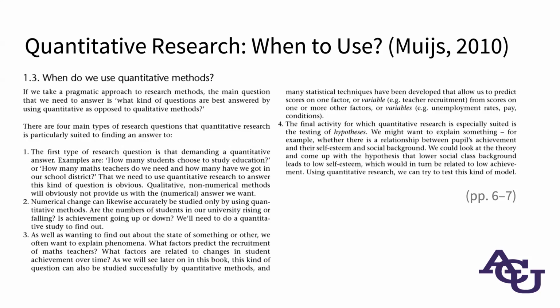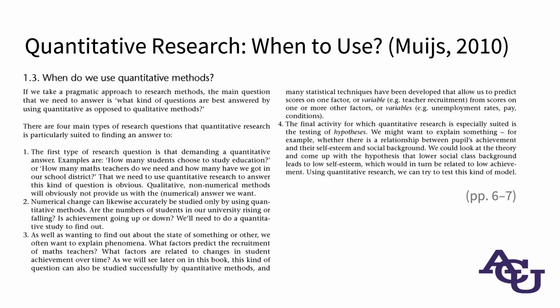Now, if it's something that hasn't been done yet and you don't know which questions to ask yet, then you probably don't want to be using quantitative, and you want to do qualitative first. So as the author expands, there are 4 main types of research questions that quantitative research excels at answering.